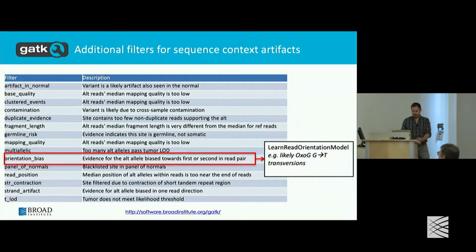We also have some slightly more elaborate filters for which we have also written probabilistic models to capture those particular biases in the data. For example, one of these is orientation bias, and that was the very first pre-processing part of the workflow. We will also touch upon it a little bit later. This, for example, is very important for calling FFPE samples, if you're dealing with that.